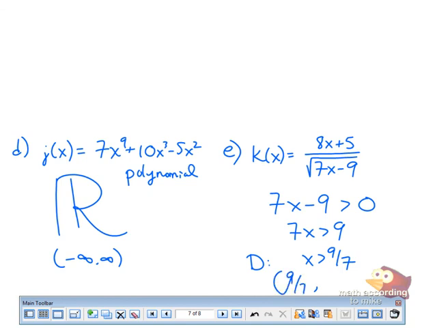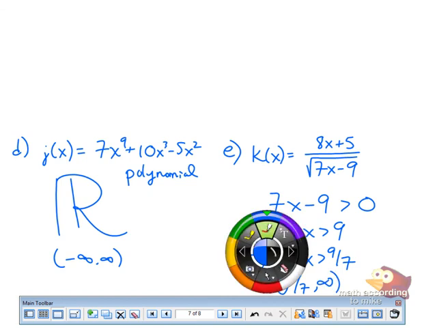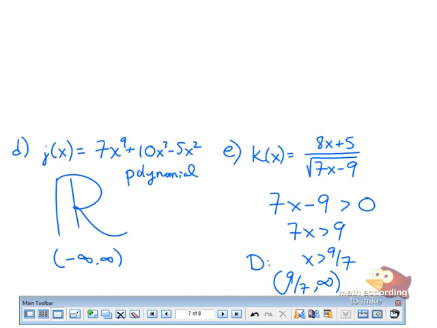Good. How come we wouldn't include that? Because if we had 9/7 put in for x, we would get a 0 downstairs. Because 7 times 9/7 minus 9 is 0. And then the square root of 0 is 0, so then you're dividing by 0. The other reason is, since it's strict inequality, there's no equal sign, so you get a parenthesis.